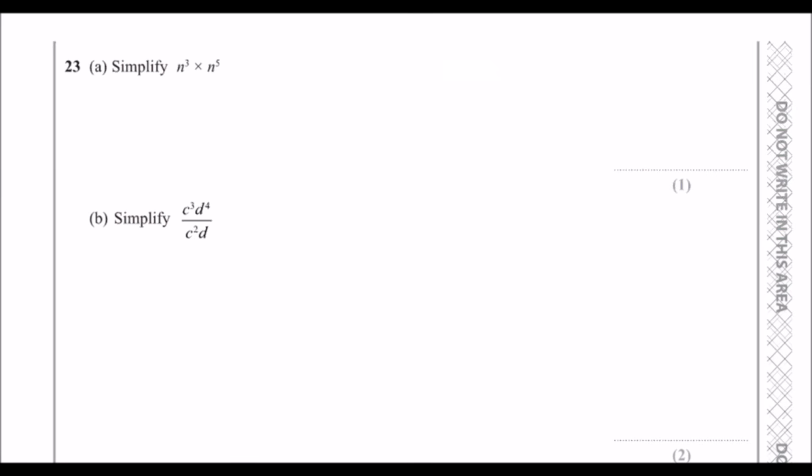Question 23. Simplify n cubed times n to the power of 5. So when we multiply indices, we add the powers. So 3 plus 5 is 8. This means n times n times n, multiplied by n times n times n times n times n. So we've got 8 n's multiplied together.